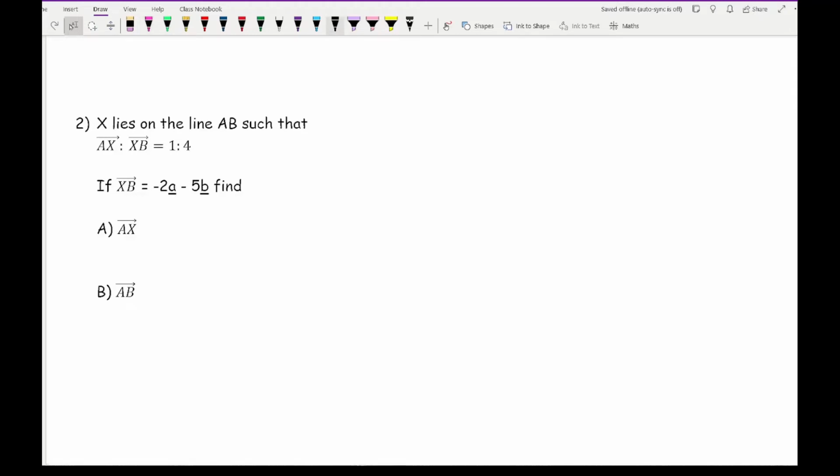So if I start by drawing a line and just try and get some visual illustration of what this question is looking like. I've got my 2 points A and B, and I know that X is somewhere along this line, but it's a lot closer to A than it is to B. So X is here. The reason I know that is because this is 1 part and this bit here is 4 parts. So the distance of X to B needs to be bigger than the distance of A to X.